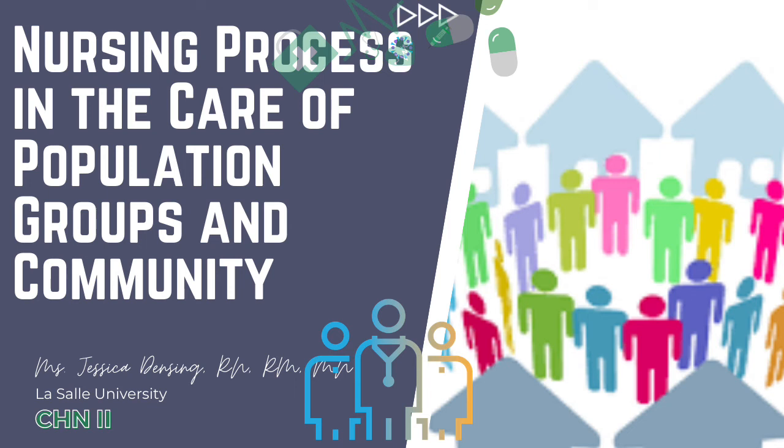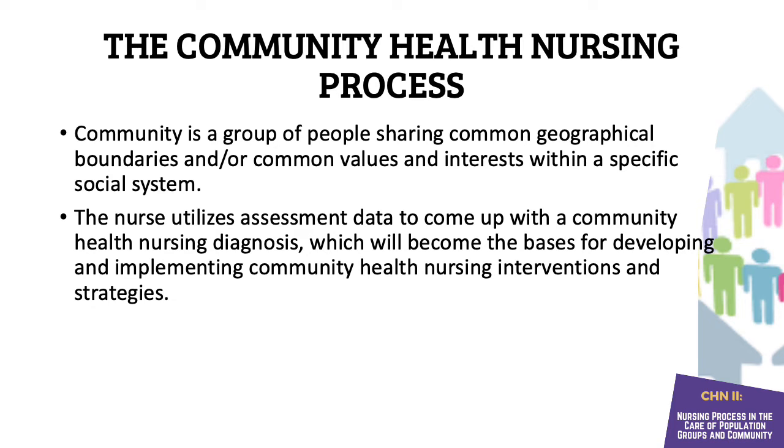Hello, good day. So, for this day, I'm going to discuss nursing process in the care of population groups and community. Now, community is a group of people sharing common geographical boundaries. By geographical boundaries, it is also called your physical boundary, and it is one of the most obvious types of boundaries. By physical boundary, it is a naturally occurring barrier between two areas, okay?